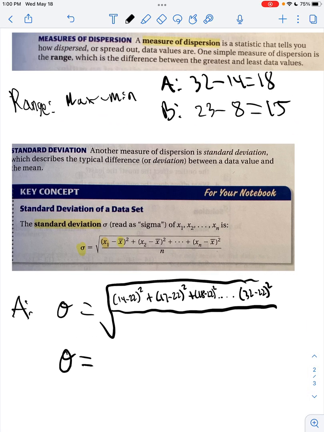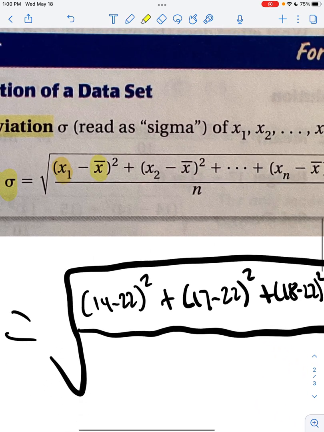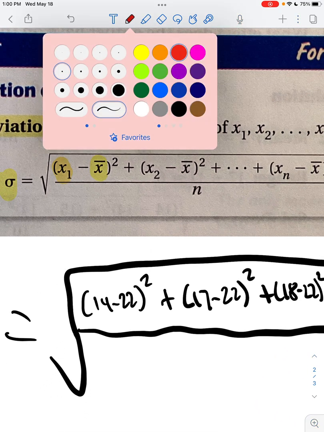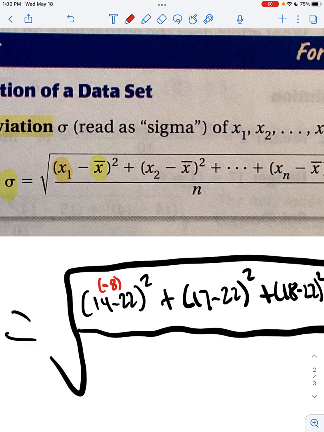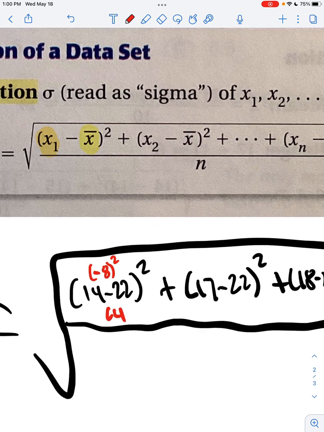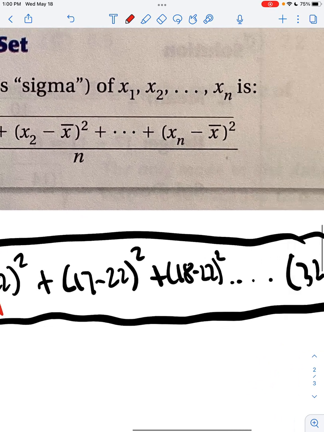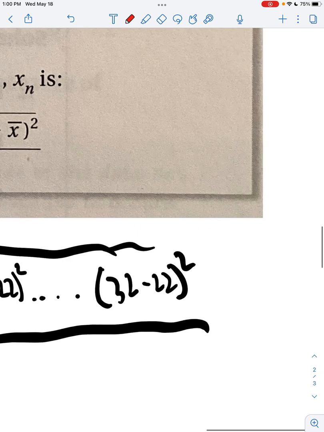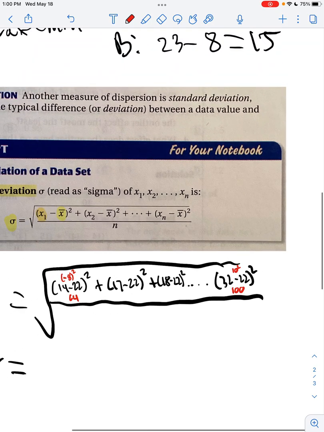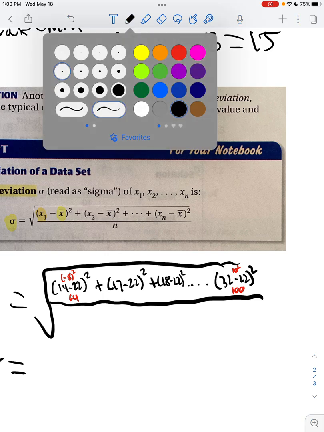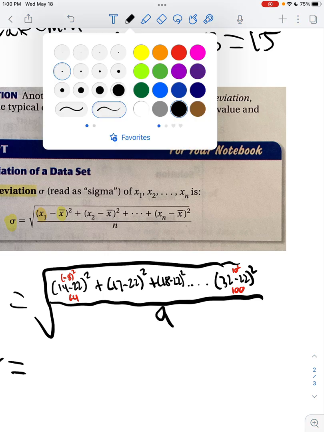And so when I go through and simplify it, again, it's a lot of number crunching. Notice that when my number is less than the mean, 14 minus 22 equals -8. But when I square it, -8 squared gives me positive 64. So when your number is smaller than your average, you're going to get a negative. But when we finished, we got 32 minus 22, which is 10, and 10 squared is 100. So again, you're going to be adding up all these values and dividing by 9.